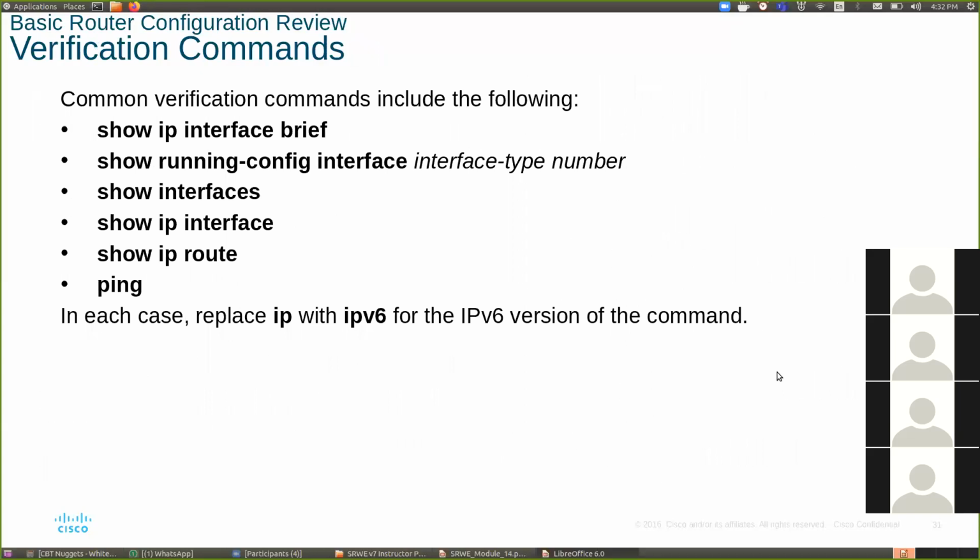So these are the verification commands. The verification commands are very, very useful. To check all the interfaces and their status, you issue the command show ip interface brief. Then there is the running configuration on a particular interface, show interfaces, show ip interfaces, and show ip route. You can also use ping commands to test connectivity.